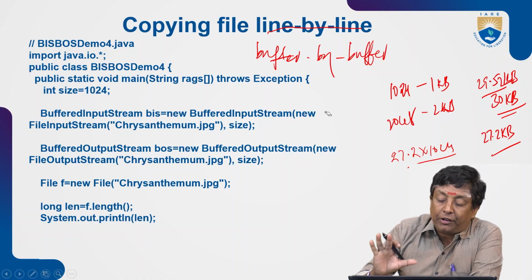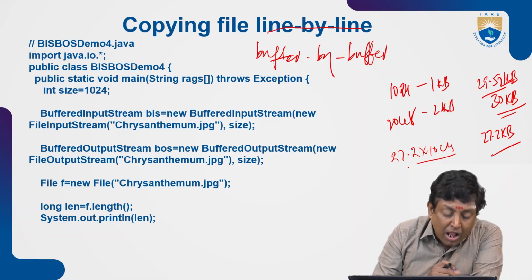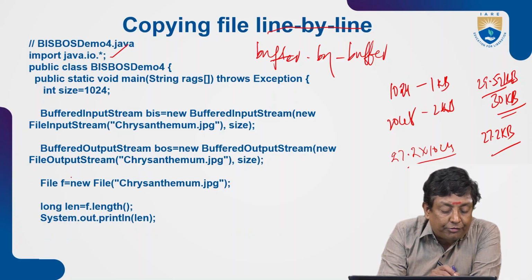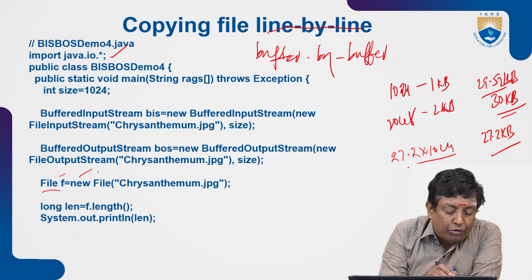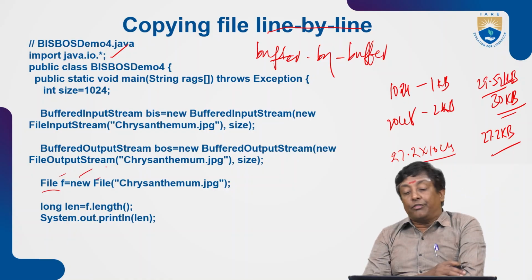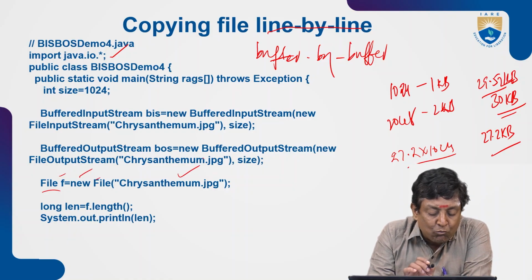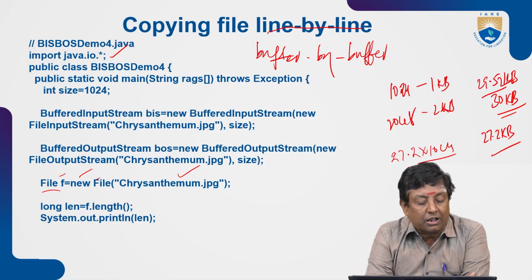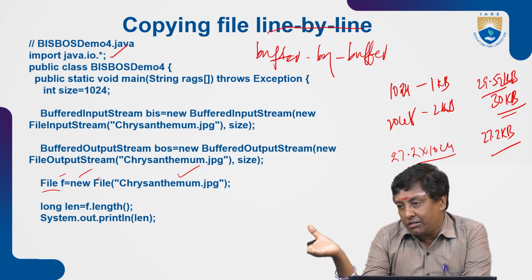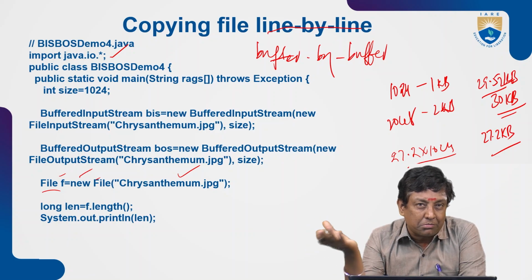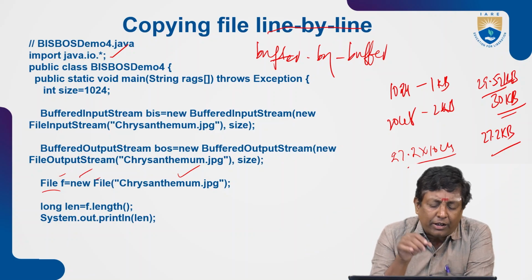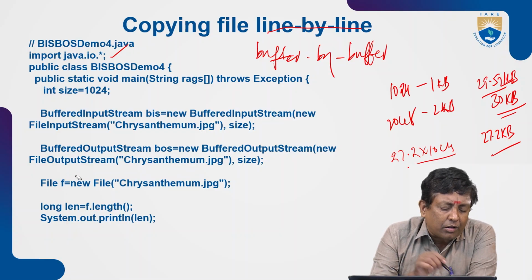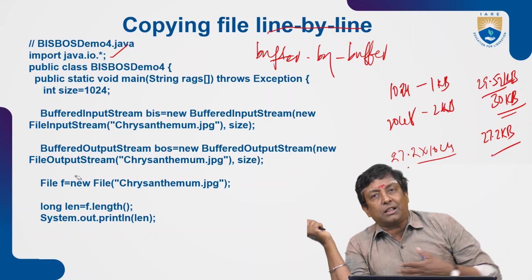In order to first find out the file size, there is one class given in the java.io package called File. File f is equal to new File of... The File class constructor will take the file name as argument, Chrysanthemum.jpg. That is one of the flower images in our Windows, downloaded from somewhere. It's available. So first of all, one file object is created that is pointing to Chrysanthemum.jpg.